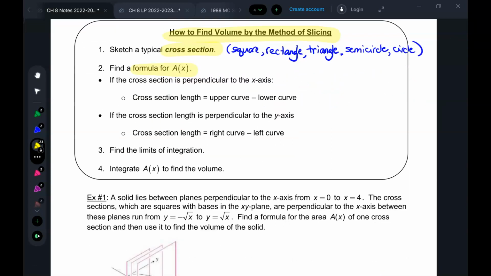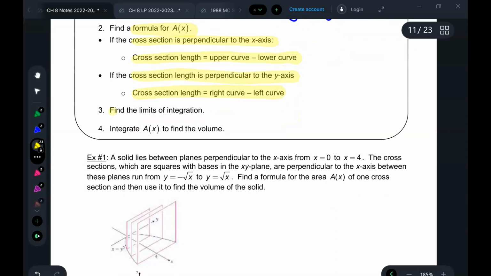So again, the cross sections, when they're perpendicular to the x-axis, the length, remember when I first showed you that line segment, what was that dimension? It was just the top minus the bottom. If it's perpendicular to the y-axis, we would do right minus left. That should look familiar and similar to when we did the area between two curves. Next, we find the limits of integration, and finally integrate.